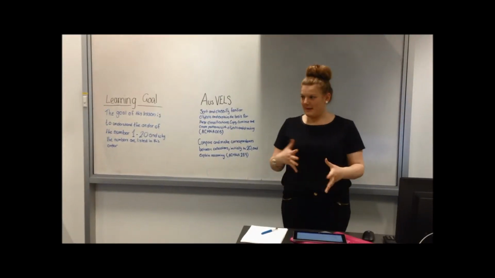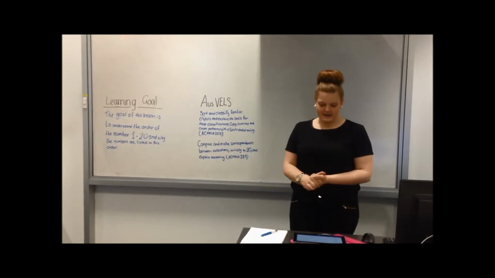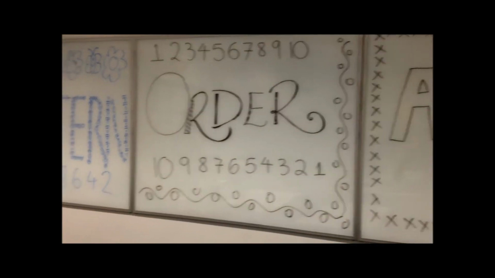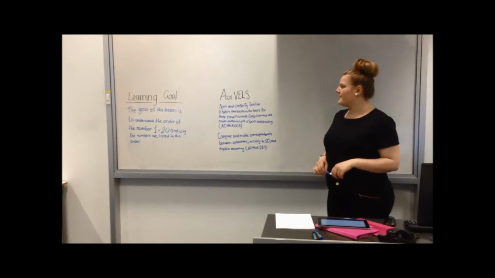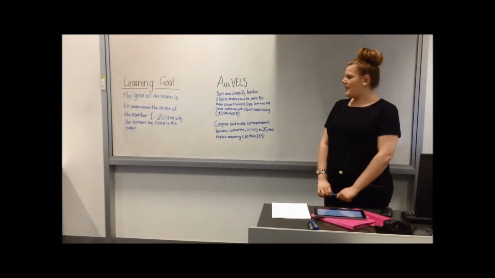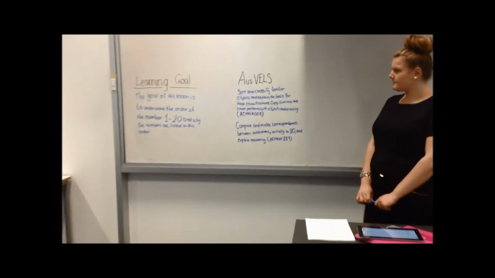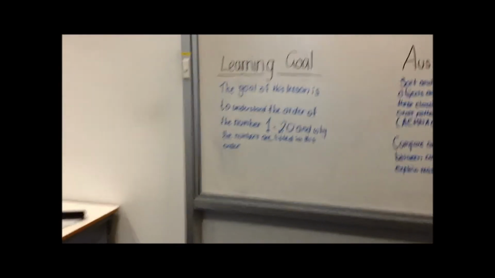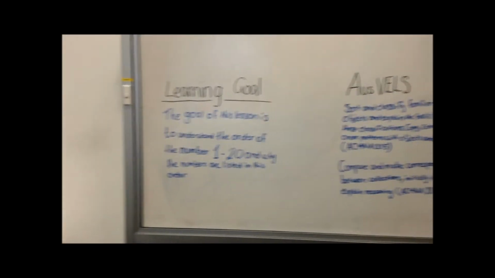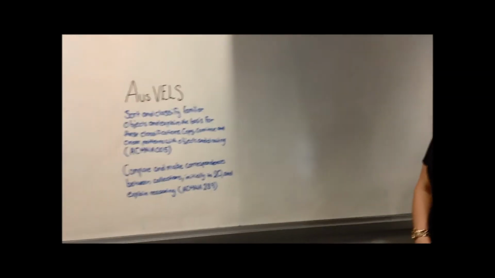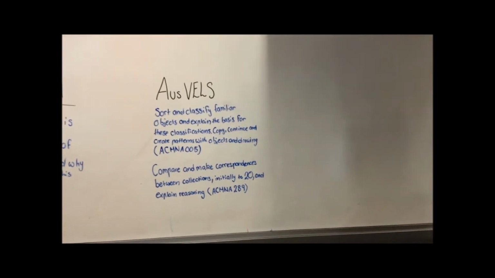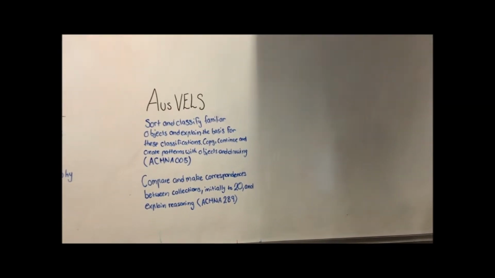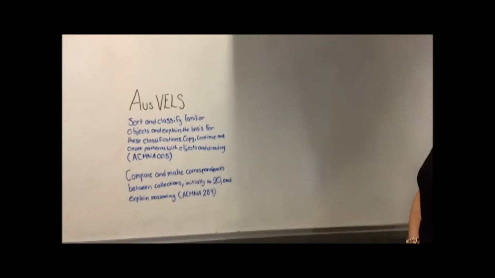Hi, today for my prep class we are going to learn about order. So the learning goal for today is to understand the order of numbers 1 to 20 and why the numbers are listed in this order. The Ausvels are sort and classify familiar objects and explain the basis for these classifications. Copy, continue and create patterns with objects and drawings, and compare and make correspondence between collections initially to 20 and explain reasoning.